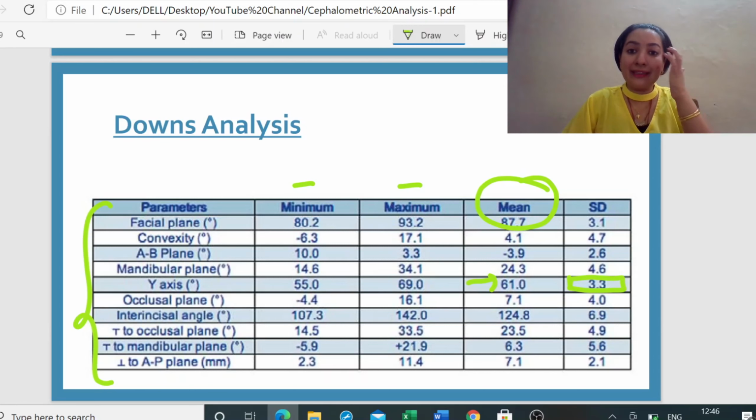Okay, so in Downs analysis and all the analyses which we have, it is not just a particular number which they have given. Like if it is 59, that is the normal number. There's always a normal range for that. It is not just a particular number.